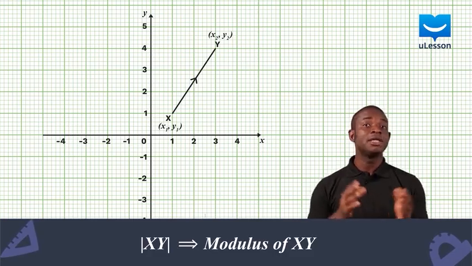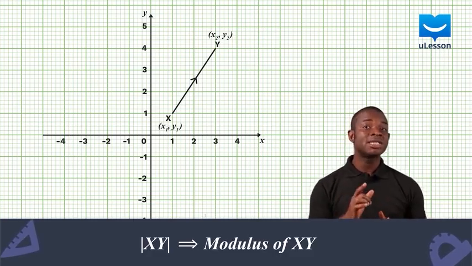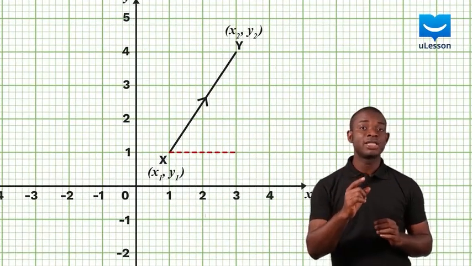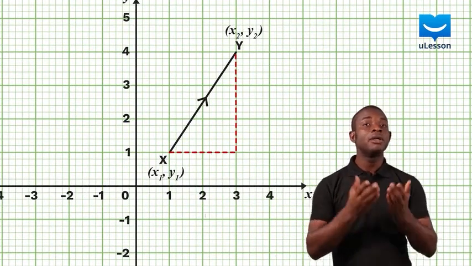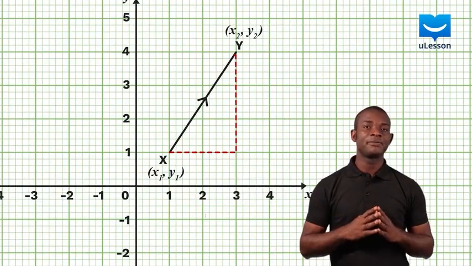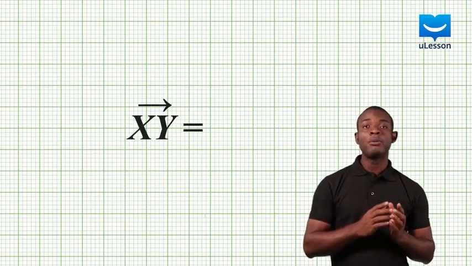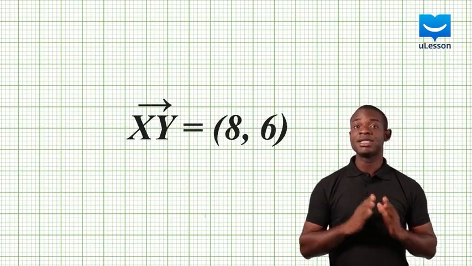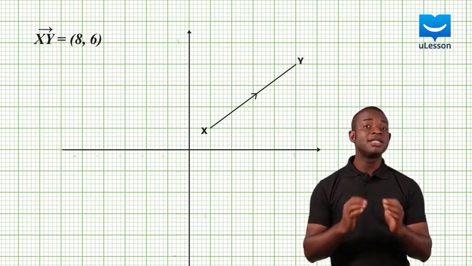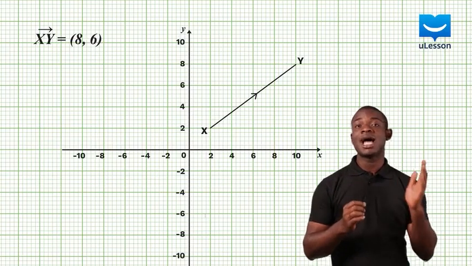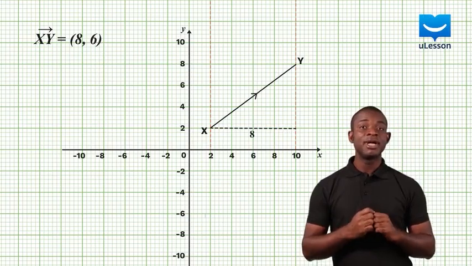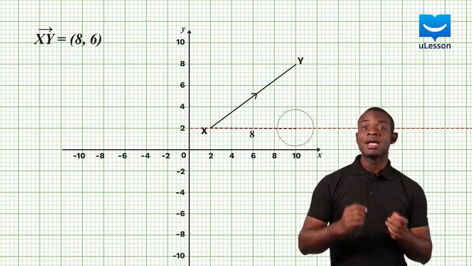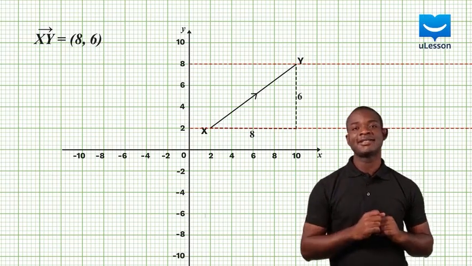How do we get to calculate the magnitude of xy? We start by tracing out the triangle that is formed by joining the endpoints and then finding the length of xy using the Pythagoras theorem. For example, if vector xy has x and y components as 8 and 6 respectively, this means that the displacement between the x-coordinate at x and the x-coordinate at y is 8, while the displacement between the y-coordinate at x and the y-coordinate at y is 6.